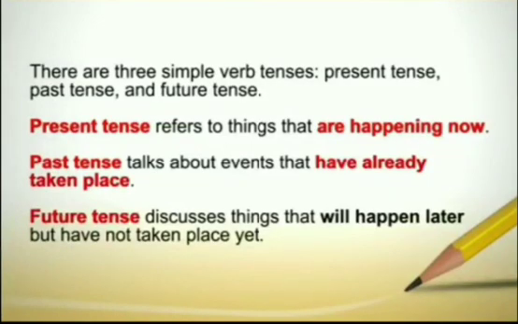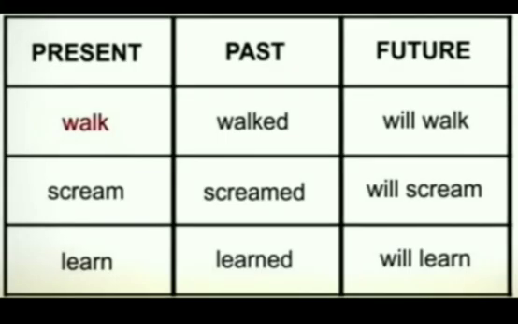In this way, we have finished learning about different forms of verbs in different tenses. The different forms of verbs that show the time of the action are called tenses. In present, we say walk. In past, we say walked. In future, we say will walk. Scream, screamed, will scream. Learn, learned, will learn.